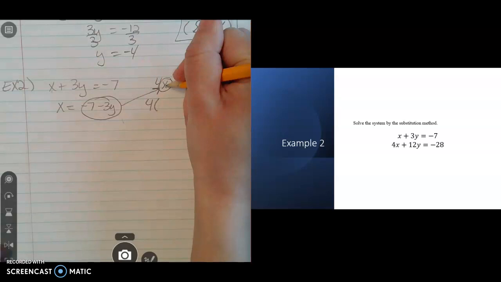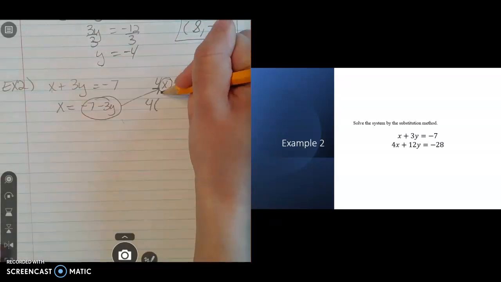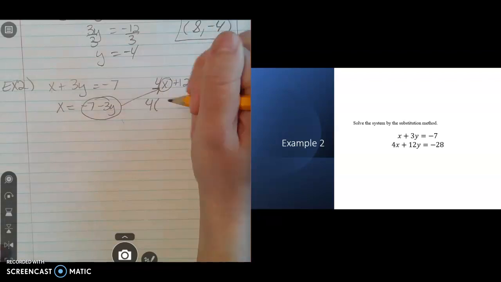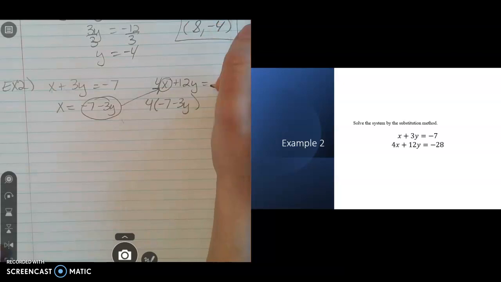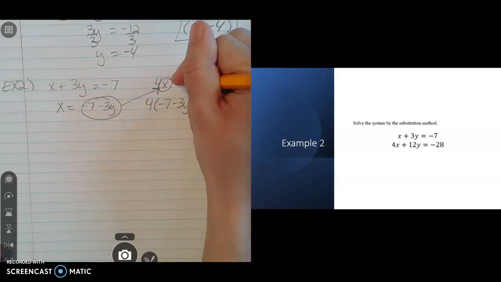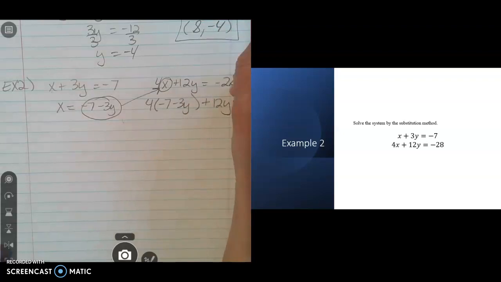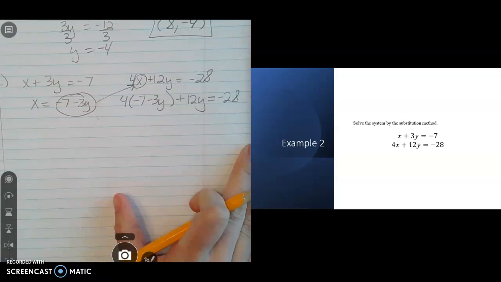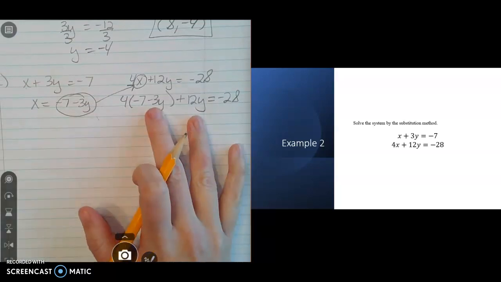But where there's an x, imagine you've taken your scissors, you've cut this part out, and pasted it with your glue stick. And that'll be -7 minus 3y, where there is an x. The rest of it stays the same. I still have a plus, I still have a 12y, I still have an equal sign, and I still have a -28. Now I have one equation with one variable, which is easier to solve.